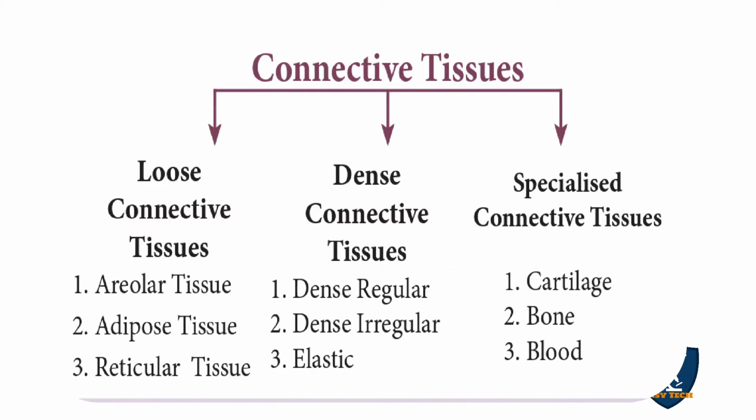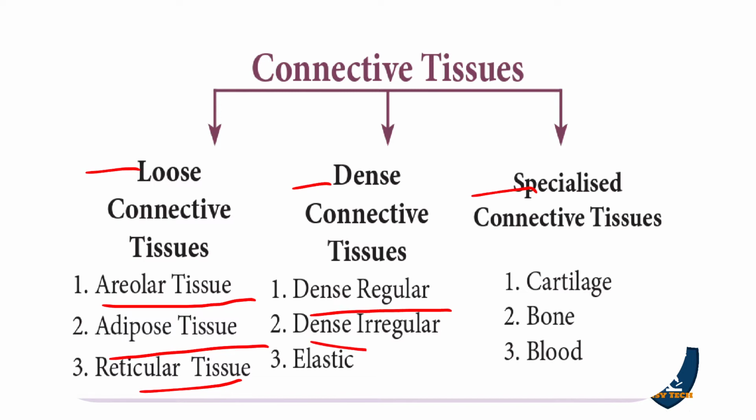The connective tissue is divided into three classes as we have discussed: loose connective tissue, dense connective tissue and specialized connective tissue. Loose connective tissue has areolar tissue, adipose tissue and reticular tissue. Dense connective tissue has dense regular, dense irregular and elastic. Specialized connective tissue consists of cartilage, bone and blood.